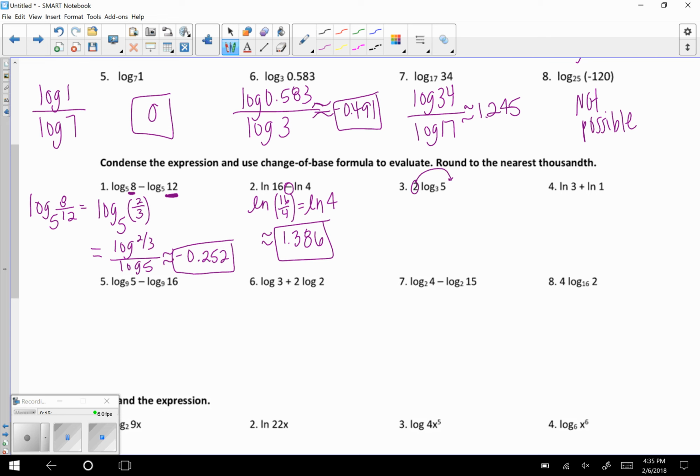All right, so jumping ahead, number 3. So I need to move the 2. So condensing means that it's one logarithm, okay, nothing in the front. So I can move that 2 to the exponent, right? That would be log base 3 of 5 squared. Well, log base 3 of 5 squared would be log base 3 of 25. Okay, so using change of base, that would be log 25 over log 3. And that's going to give you 2.930.